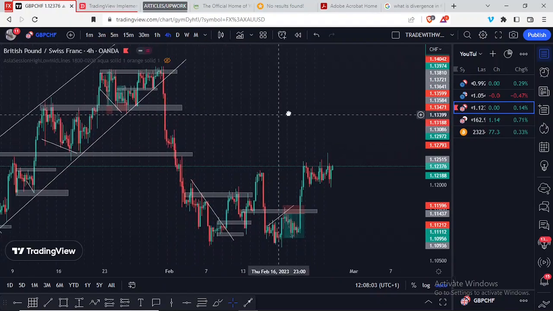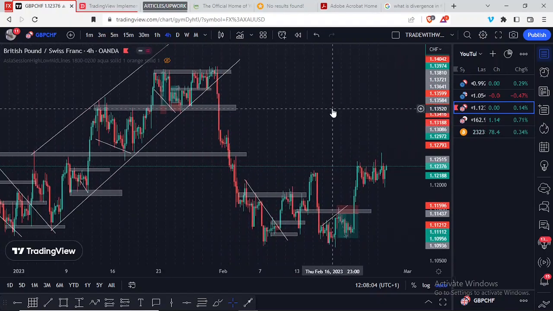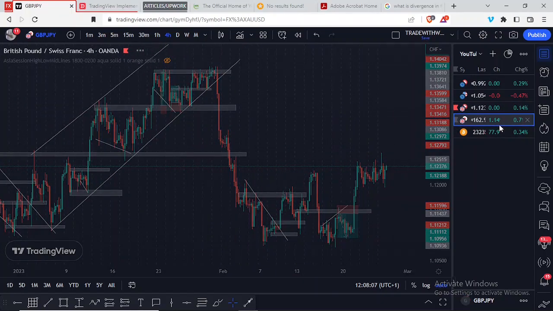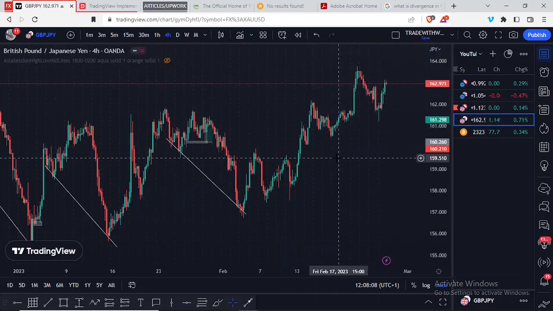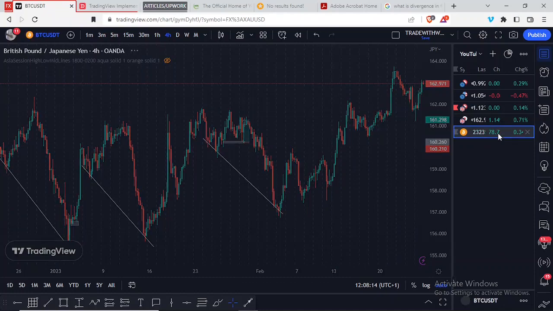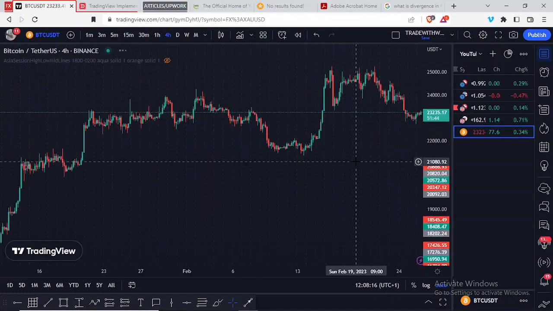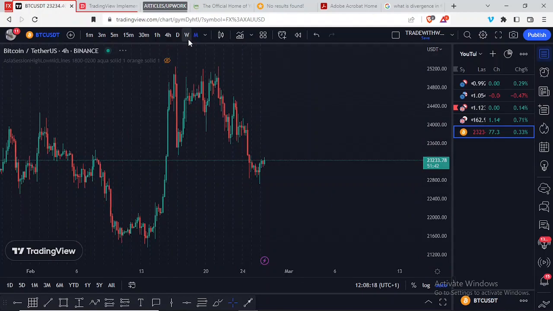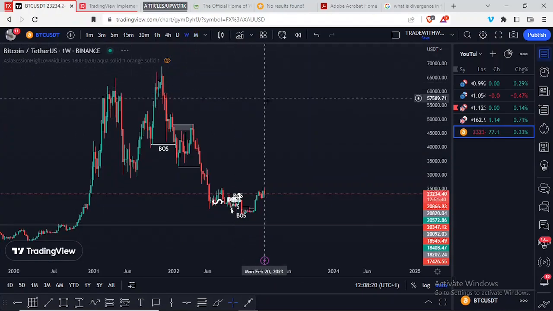Moving to the next pair, this is GBP CHF. GBP CHF, I'm coming back for you because this is a retail analysis. GBP JPY, I'm also coming back because this is the pair I want to explain divergence. And then Bitcoin, the almighty Bitcoin, let's see how we can swing trade on Bitcoin without having issues or problems.